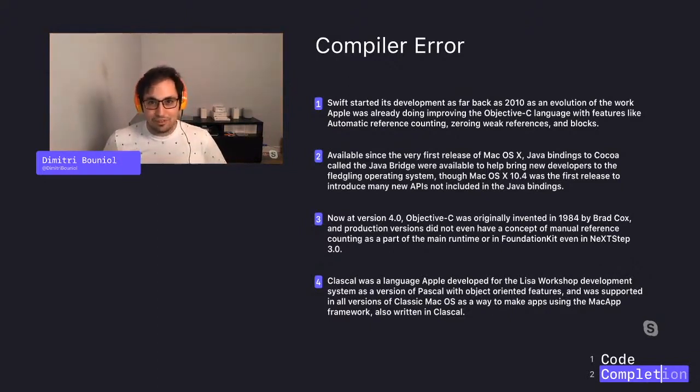Clascal was a language Apple did in fact develop for the Lisa Workshop development system. And this was an object-oriented version of Pascal. However, there is one problem in that apps back then, you could make them using the Mac app framework, which was also written in Clascal, but it was ultimately dropped during the PowerPC transition in 1994, the last supported version being macOS 8.1.